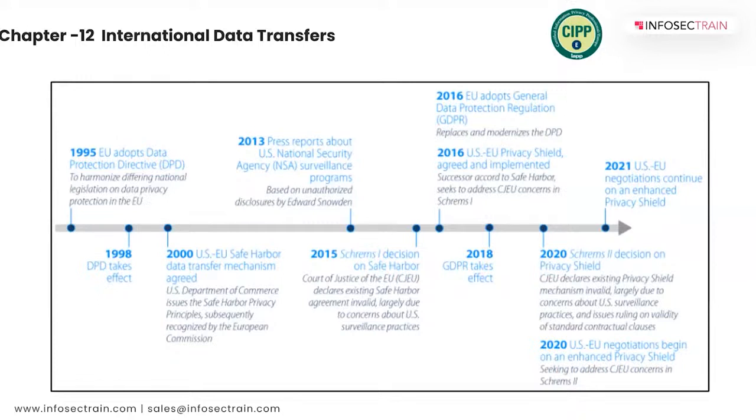In 2016, GDPR was brought in, and in 2018 it was implemented. So without a special arrangement, there were 3-4 years which were running, and finally in 2016 they came up with the second version, which is the US-EU Privacy Shield. So Privacy Shield is the second version, the successor of Safe Harbor.